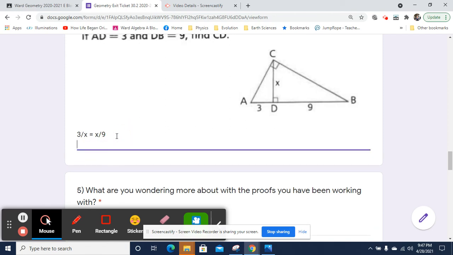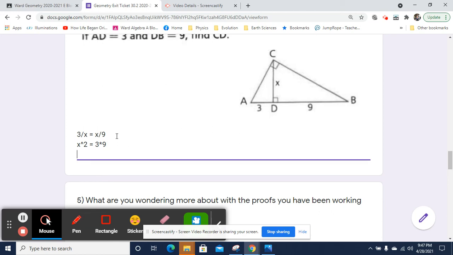We do the cross product, and we're going to get x squared equals 3 times 9. Actually, I'm not going to bother getting the product of 3 and 9, because I see that 9 already is a perfect square. So we might be able to get somewhere with that. I'm going to get the square root of both sides. So the square root of x squared is going to equal the square root of 3 times 9.